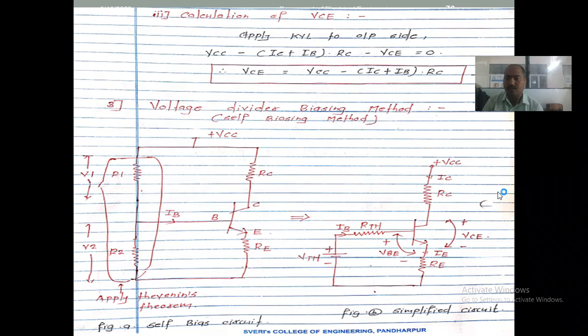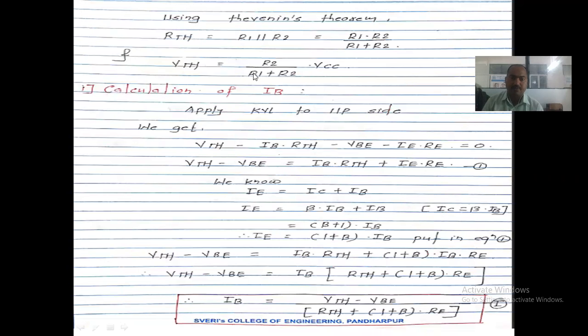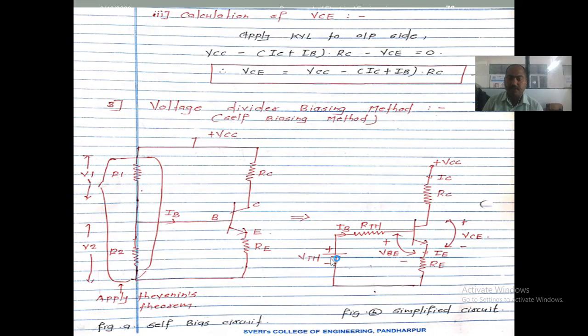To calculate IC, we have to use the equation IC is equal to beta times IB. To calculate the next thing, that is VC, we have applied the KVL at the output side. We know that VTH equals R2 divided by R1 plus R2 into VCC. Now for the calculation of IB, we apply the KVL at the input side.